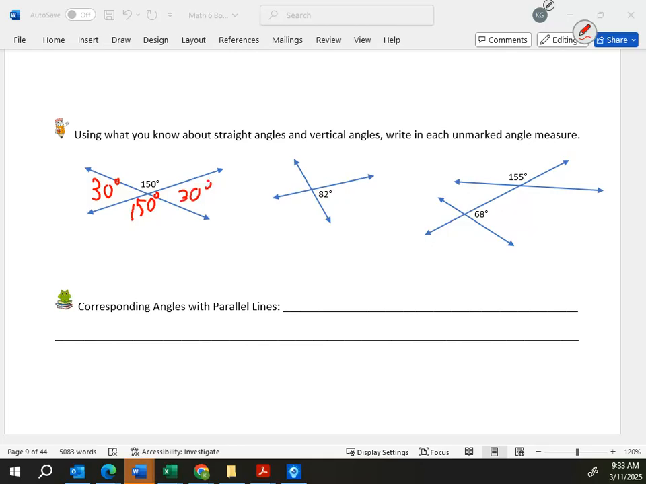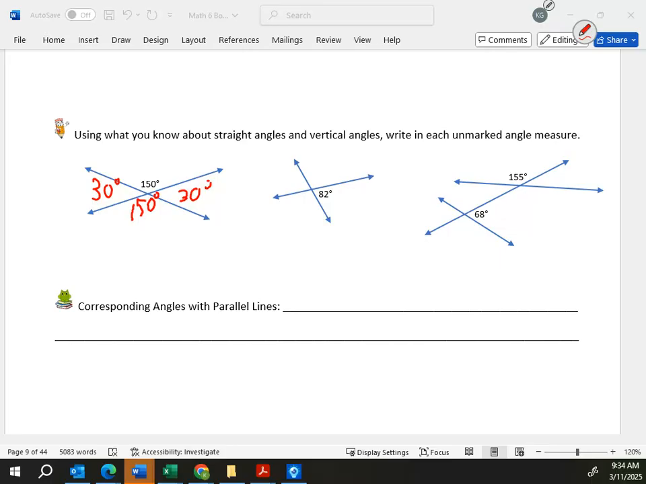How did you know that one was 30 degrees, Lila? It's opposite of the other 30 degrees. It's a vertical angle. Lila could have also said, well, it's supplementary with the 150 degrees. So there were two ways to be able to fill in that last measurement.